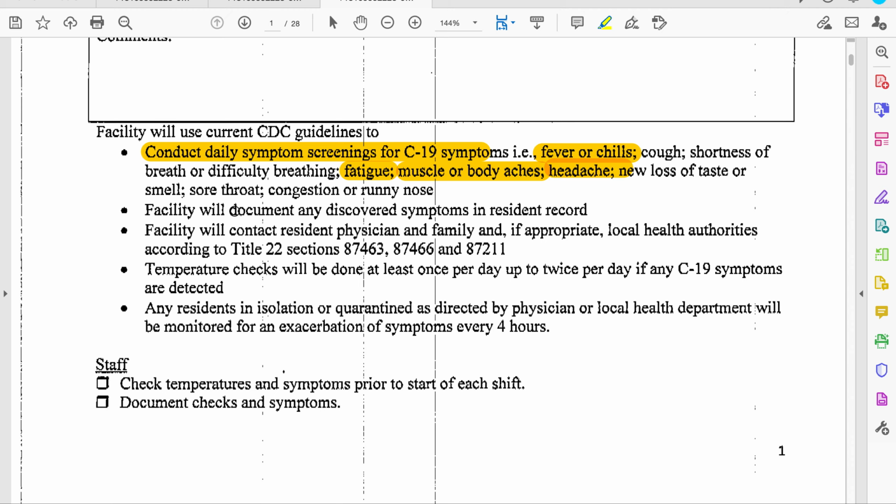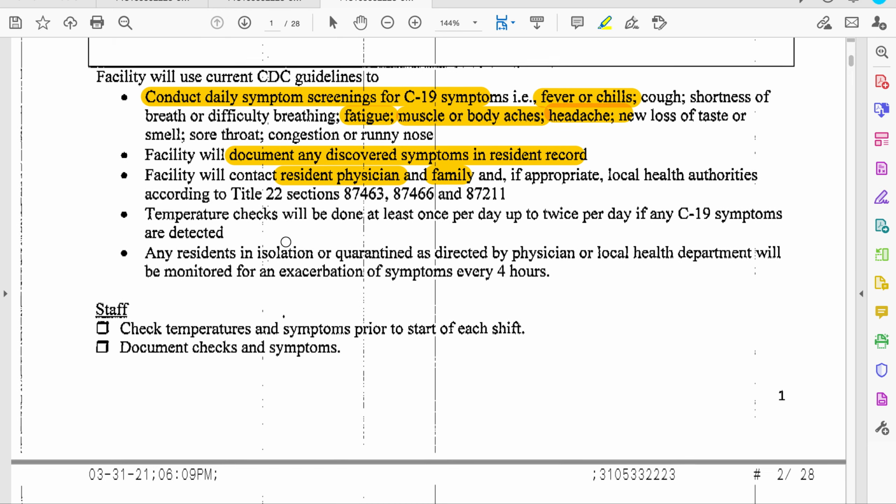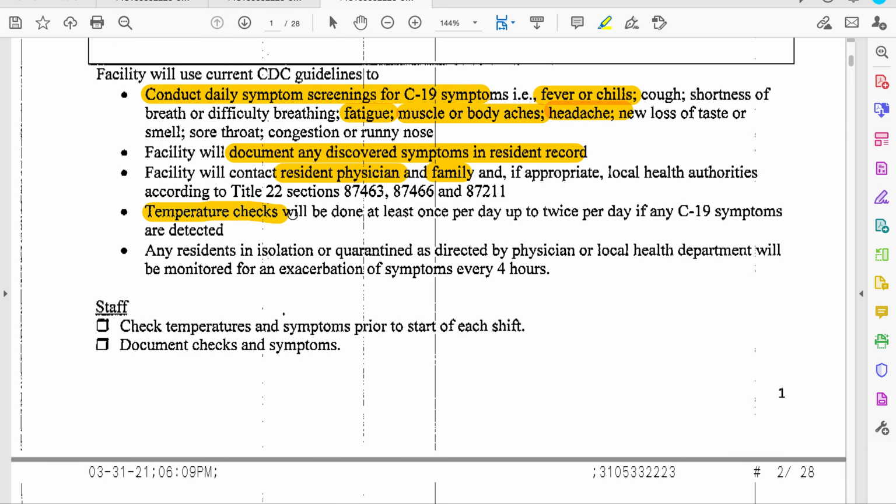We must document any discovered symptoms in the resident's record. We will have to contact the resident physician and family. Temperature checks will be done at least once per day, up to twice per day if COVID-19 symptoms are detected. Any residents in isolation or that are quarantined, as directed by physician or local health department, will be monitored for worsening symptoms every 4 hours.